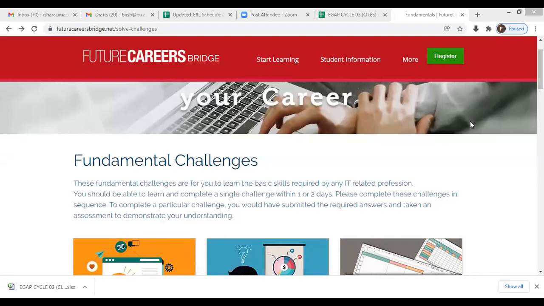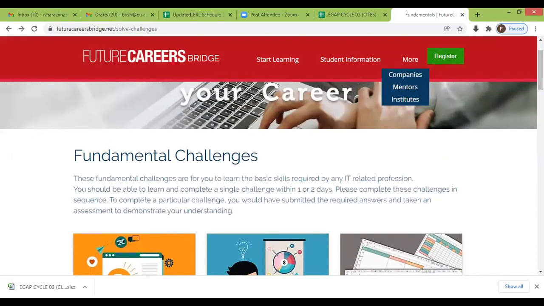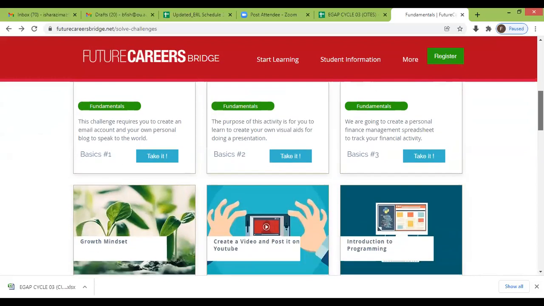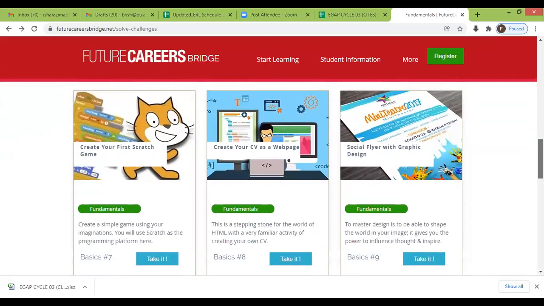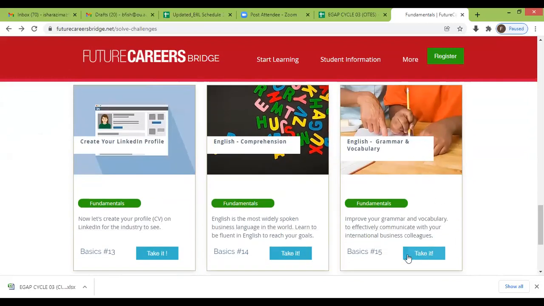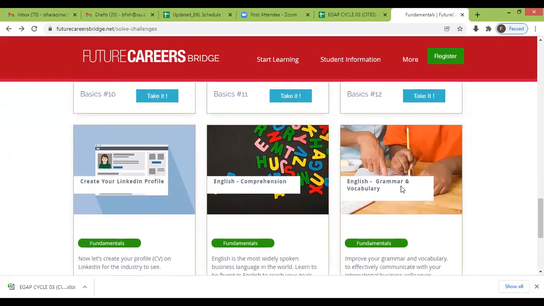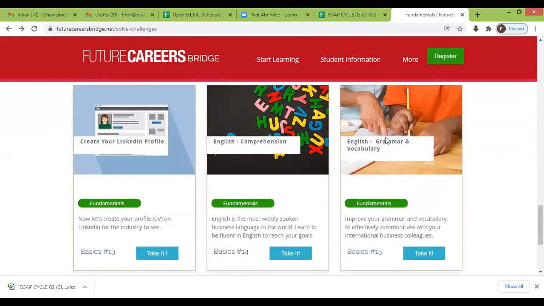So I'm going to start with your challenge in English grammar and vocabulary. This is the page, and you have to go down to find the grammar and vocabulary challenges. Here it is, challenge 50. That is the challenge when it comes to English grammar and vocabulary, so I will be discussing this challenge.